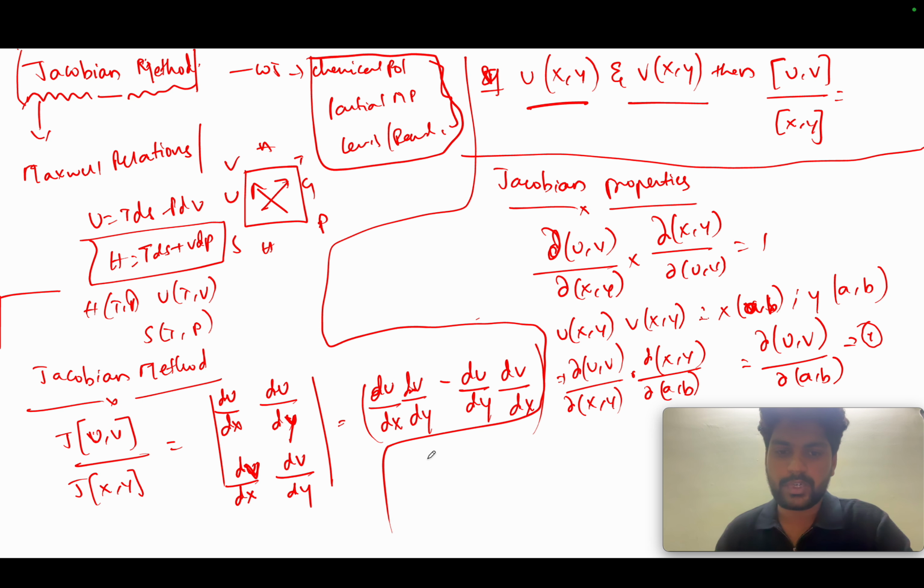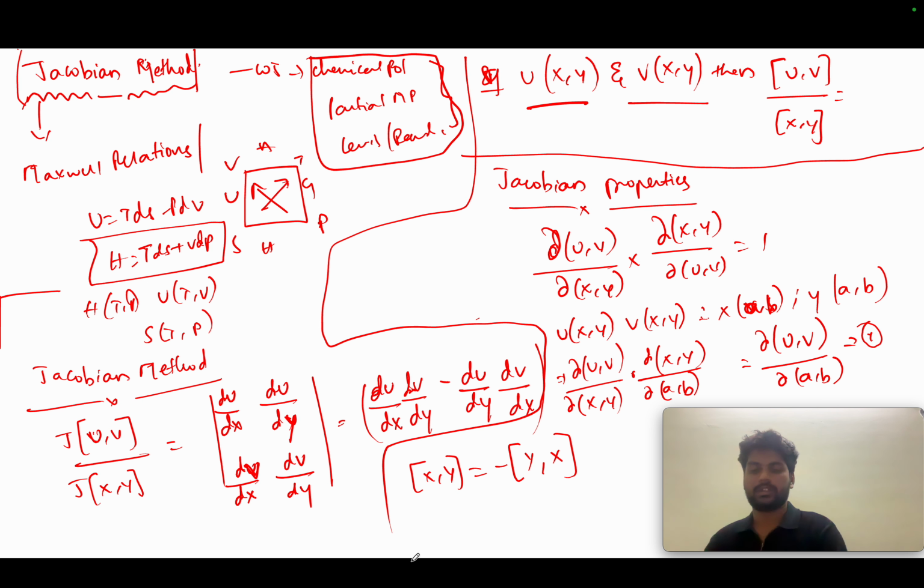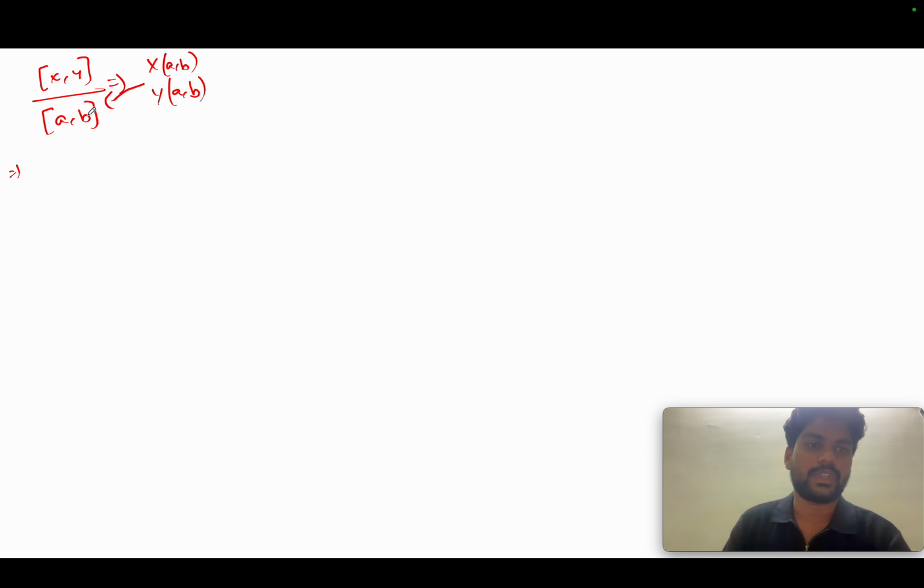And the third property we have is this. I can solve this third property. Suppose we have this, which is nothing but, you can assume that x is a function of a comma b and y is a function of a comma b, and can be written like this. So now assume that these are the properties.